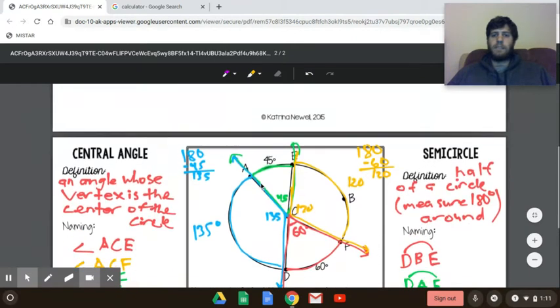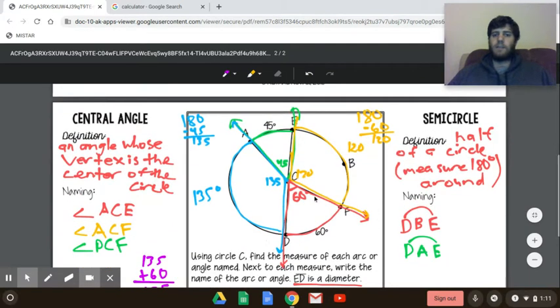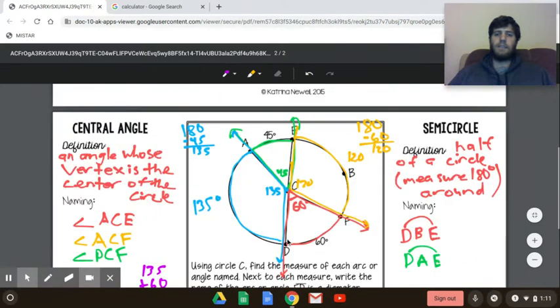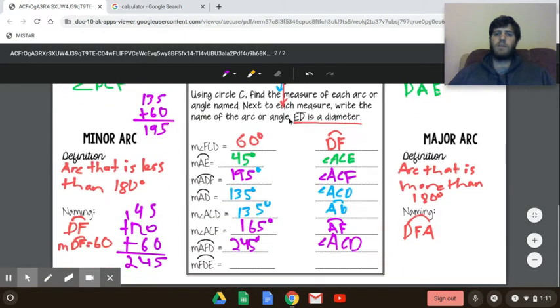Okay, AFD, so the associated angle is going to be ACD. And then last one, arc FDE. So we're going around this way from F to E through point D. So it's going to look like this. All we've got to do is add up the three angles together. So 45 plus 135 plus 60.